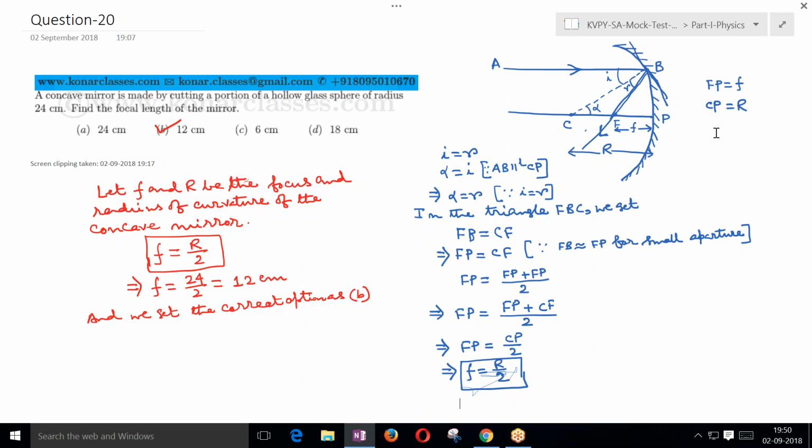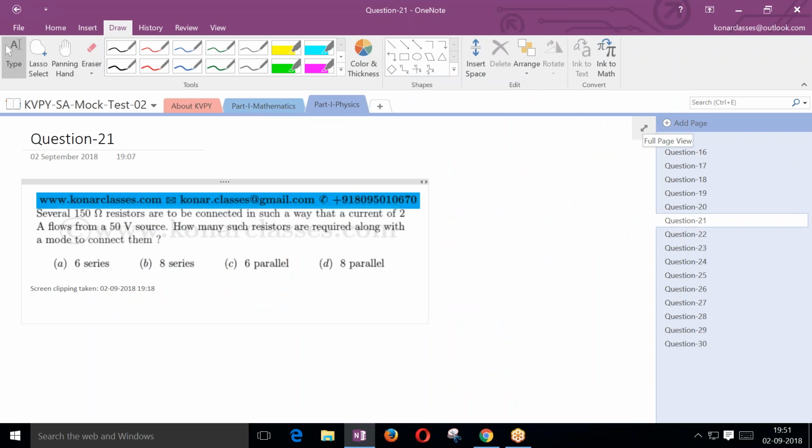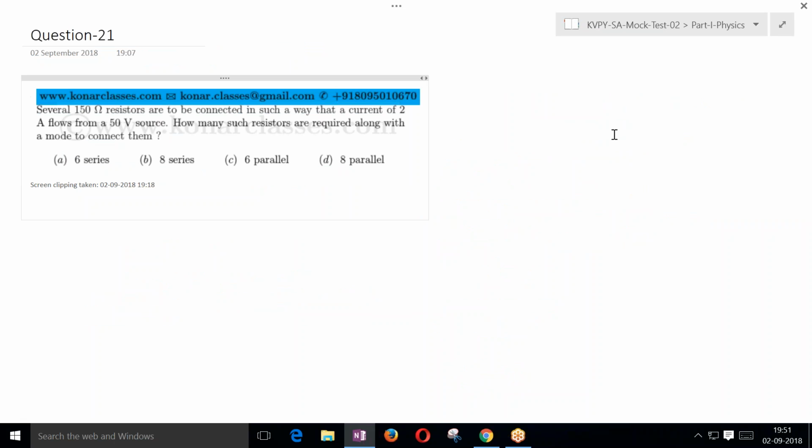That is question number 21. Okay, so let's go to the next question, question number 21. This is also a very good question based on the fundamentals. It is mentioned that several 150 ohm resistors are to be connected in such a way that a current of 2 ampere flows from a 50 volt source. How many such resistors are required along with a mode of connecting them? Mode of connection means it could be either series or parallel connection. So if you look into the options, both series and parallel are given.